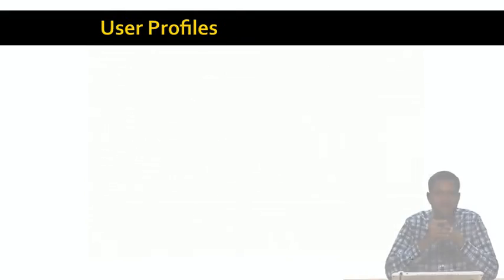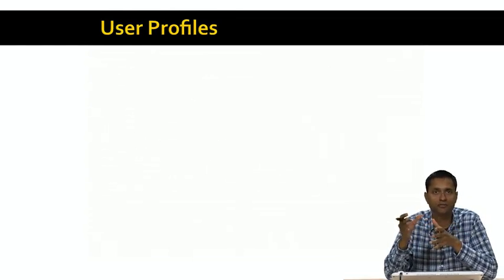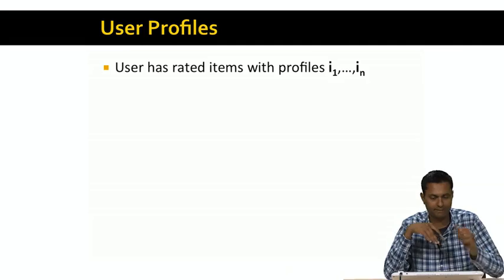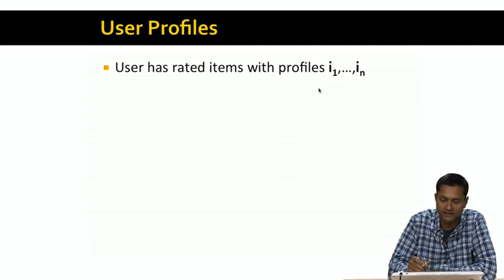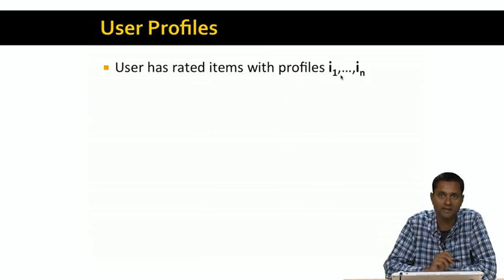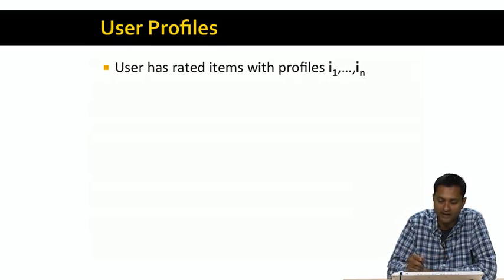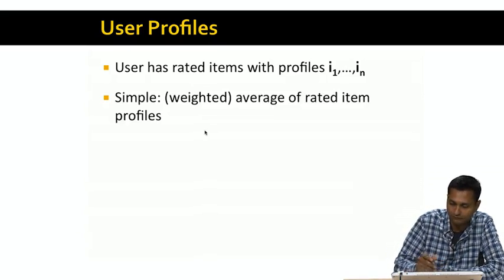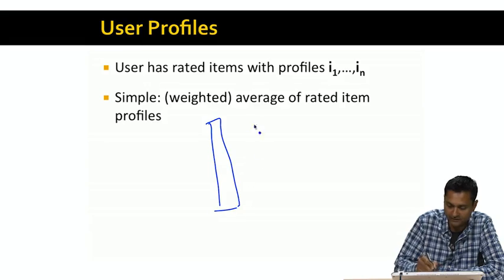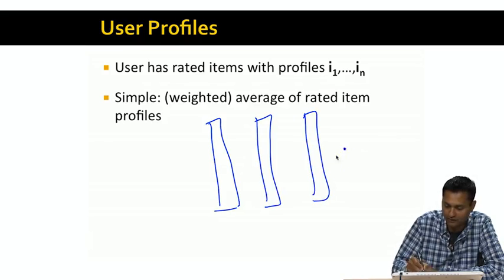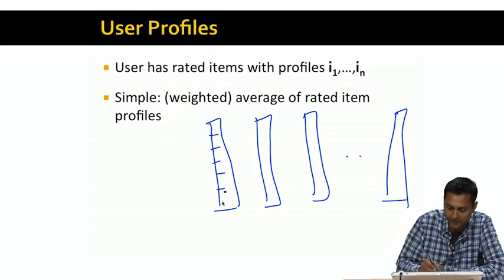Now that you have item profiles, our next task is to construct user profiles. Let's say we have a user who has rated items with profiles I1 through In. Now remember, I1 through In are our vectors. Let's say this is I1, this I2, I3, and so on. And here's In. Each is a vector in a high-dimensional space with many, many entries.